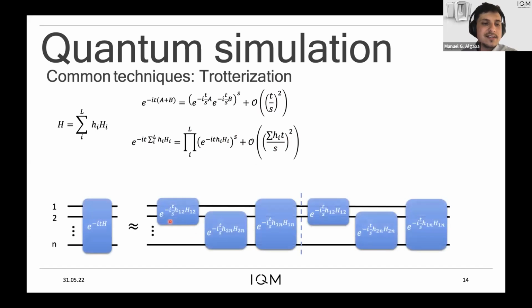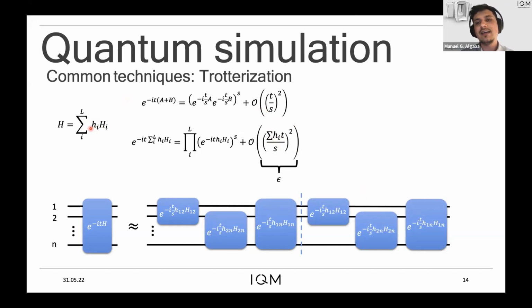The circuit here would look something like this, in which first you implement the evolution operator according to this 1 and 2 qubits, then the 2 and n, then the 1 and n, and you keep going until you do all the interactions, and then you repeat this step for the remaining s minus 1 time steps. So the error here is going to be proportional to this thing. Of course, you see here that this is proportional to the sum of the coefficients. Well, these are the coefficients of the Hamiltonian you are putting here.